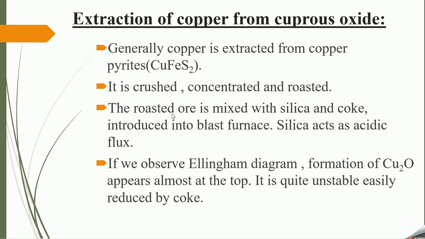After roasting, the roasted ore is mixed with the silica and coke and then introduced into the blast furnace. Here silica acts as acidic flux, coke acts as reducing agent. The selection of this reducing agent is done using Ellingham diagram. If we observe Ellingham diagram, the formation of cuprous oxide appears almost at the top. It is quite unstable, easily reduced by coke.